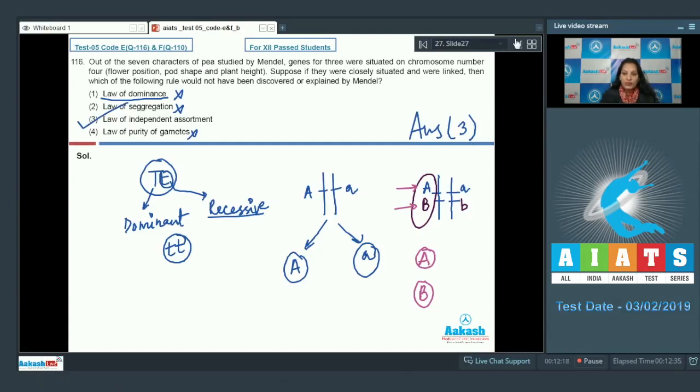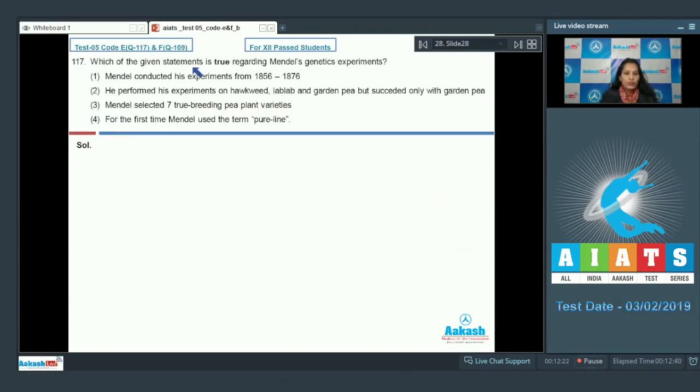Let's move on to the next question. Question number 117. Which of the given statements is true regarding Mendel's genetics experiments? First option, Mendel conducted his experiments from 1856 to 1876. Second, he performed his experiments on hawkweed, bulb and garden pea, but succeeded only with garden pea. Third, Mendel selected 7 true breeding pea plant varieties. Fourth, for the first time, Mendel used the term pure line. So select the true statement about Mendel's genetic experiment.